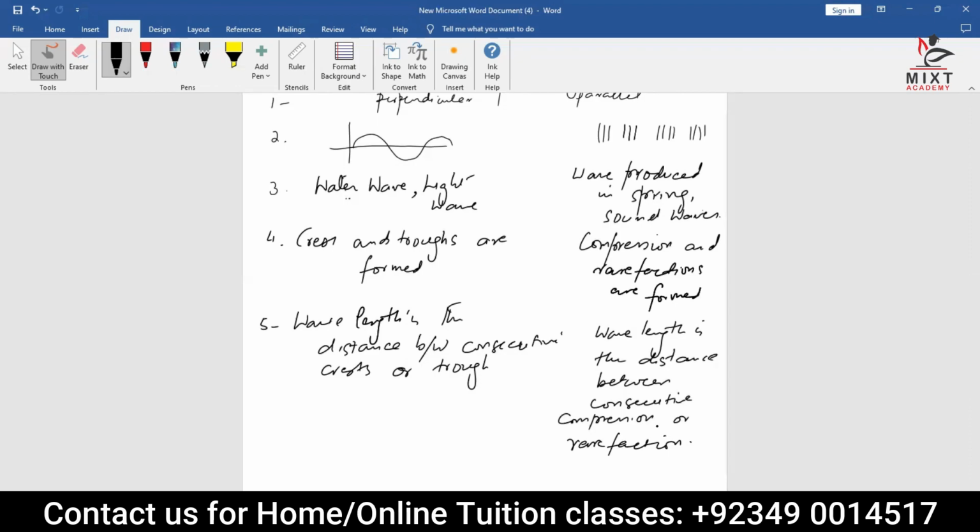These are the five major differences between transverse waves and longitudinal waves. Sir, can you explain the second difference? The second difference is just the wave. I just draw a wave. One wave is this. In the other, you are showing the particles: some particles are nearby, then far, then nearby, then far. The third one is the examples. The fourth one is the crest and trough: in transverse waves, crests and troughs are formed, while on the other side, compressions and rarefactions are formed. Then the next one is wavelength, which is the distance between two consecutive crests or troughs, and on the other side, it is the distance between consecutive compressions or rarefactions.